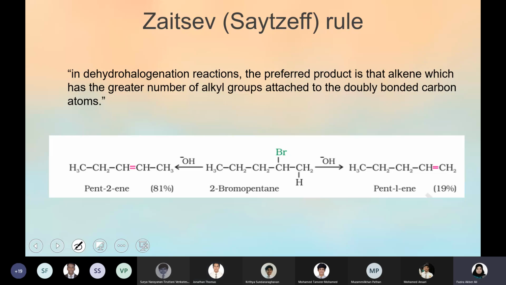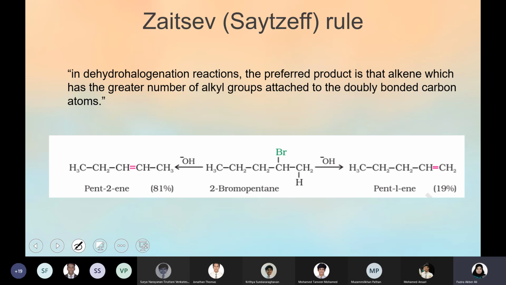Not really. Okay, Zaitsev rule is basically applicable. Markovnikov's rule is actually for addition and Zaitsev rule is actually for elimination. That is a major difference. Here they say that in dehydrohalogenation reaction, the preferred product, that means the major product, is that alkene which has a greater number of alkyl groups attached to the doubly bonded carbon atom.